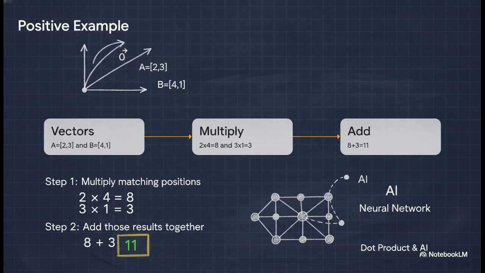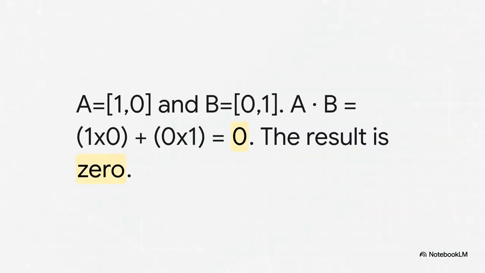Step 1. We multiply the matching positions. 2 times 4 gives us 8. 3 times 1 gives us 3. Step 2, add those results together. 8 plus 3 equals 11. Boom, that's it. 2 vectors went in and one single number came out. And because 11 is a nice, solid, positive number, we know these two vectors are highly aligned and pointing in roughly the same direction.